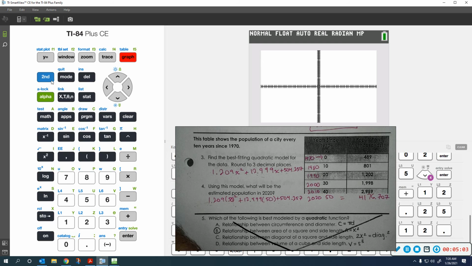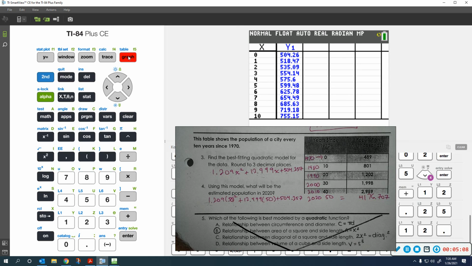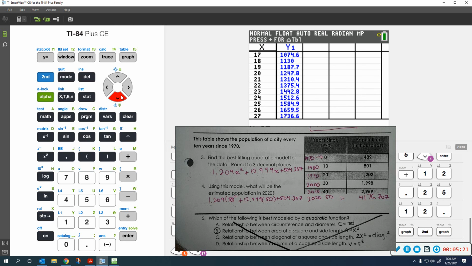We can't see it, but you see that it's in the hundreds. But if we go to second graph table, we can look at the point 50. So we've got to go all the way to 50. And then, yes, this is going to take a while, so you just have to scroll down until you get there. But this is the other option. Keep going, we're at 40, almost there, and 50. 4176.7, and that is the same. So either way you do it, that's how to get it.